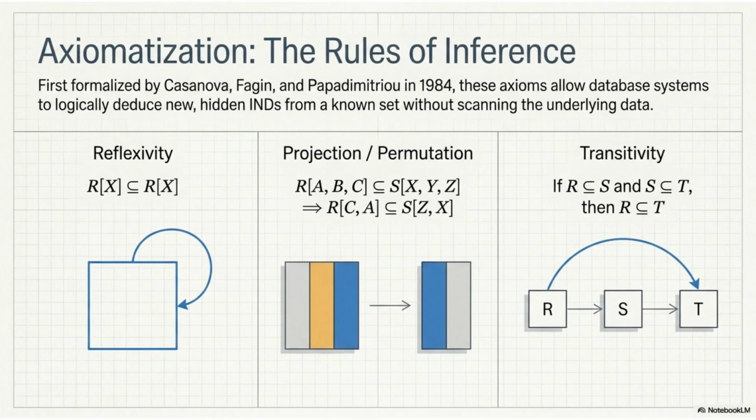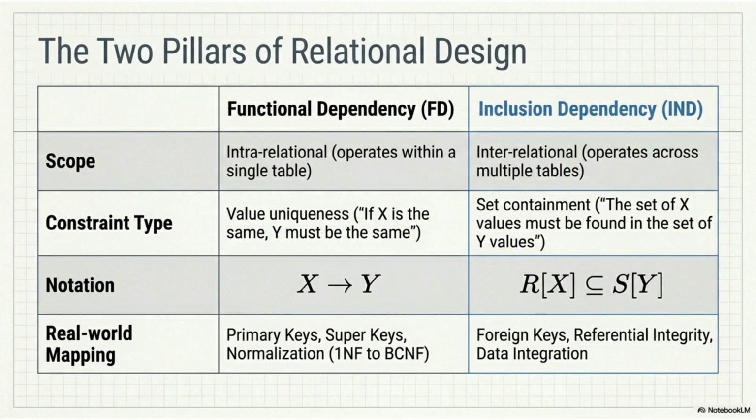In 1984, researchers formalized rules of inference including reflexivity, projection, and transitivity. These allow systems to logically deduce new, hidden dependencies without needing to scan the underlying data. When looking at relational design, functional dependencies operate within a single table to ensure value uniqueness, while inclusion dependencies operate across tables to enforce set containment.